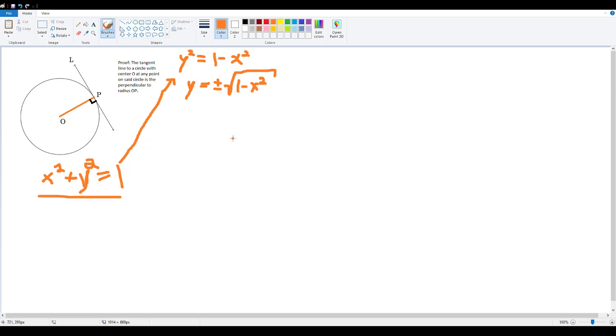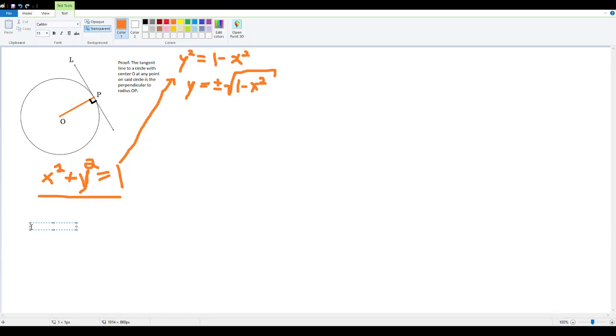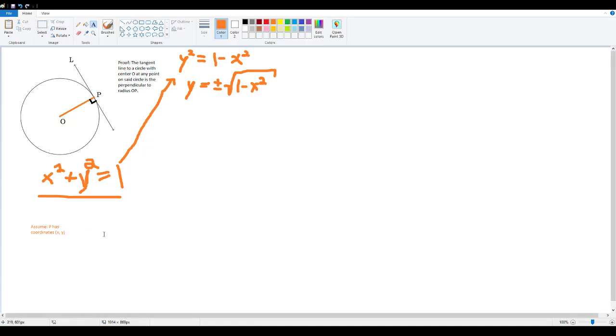So now what we need to do is take P, and we're going to essentially assume P has coordinates x comma y. So essentially we are assuming that P has the corresponding coordinates. So if we plug in an x value here, we get a y value here, and that's the value at P. So this essentially is an equation for the y value at the x value of P.